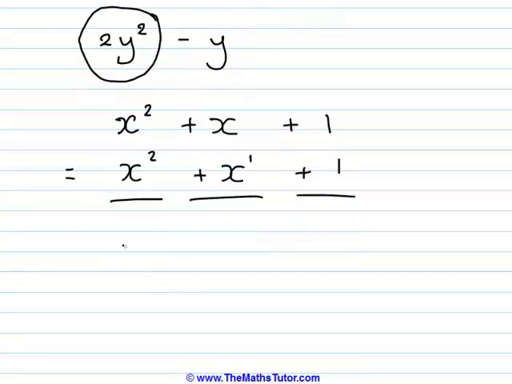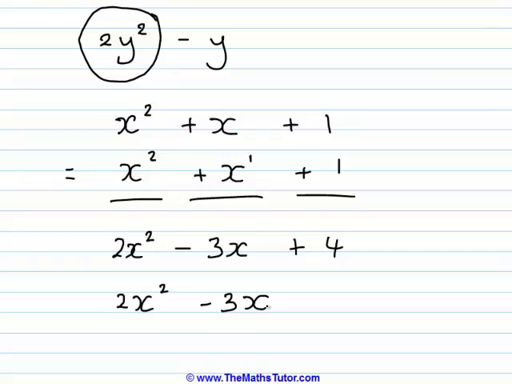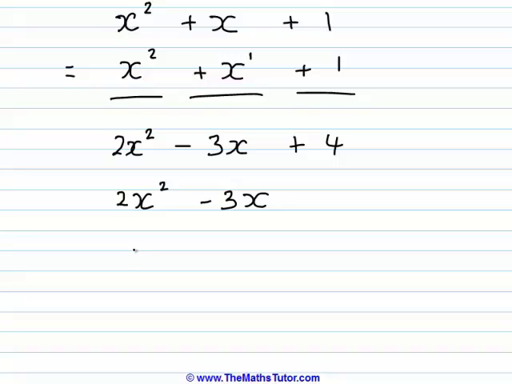A quadratic expression can have different coefficients. For example, 2x squared minus 3x plus 4. A quadratic expression doesn't have to have a constant term, so we could have something like 2x squared minus 3x. A quadratic expression doesn't have to have an x term, so we could have 2x squared plus 4. Each of these three expressions are quadratic.